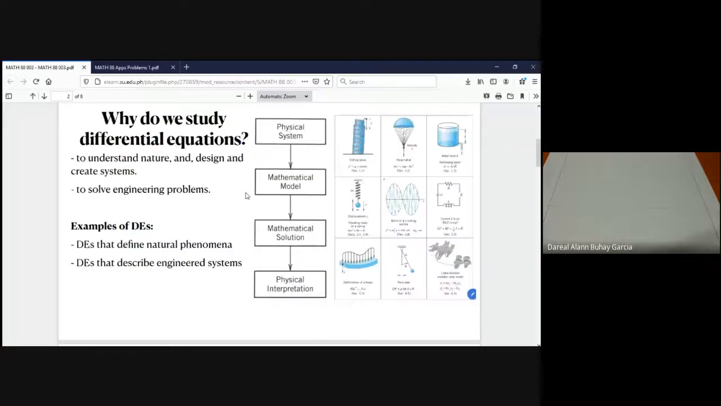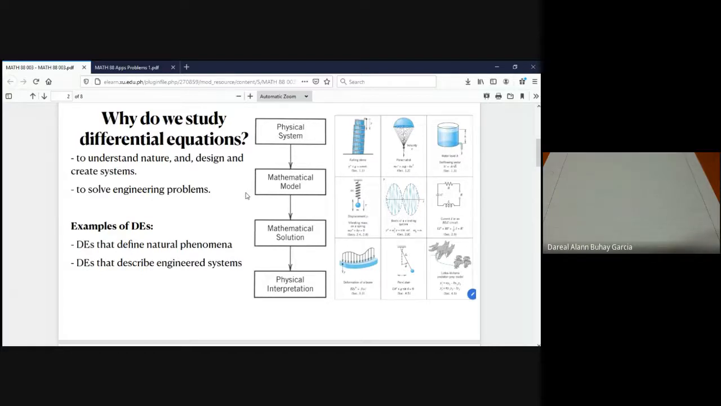Okay, so just a quick recap. Why do we study differential equations? Two reasons. Number one, to understand nature, and two, to solve or to design engineering systems. Okay, to solve engineering problems. So where will we find differential equations? Out of those two phenomena, from nature and from engineered systems.